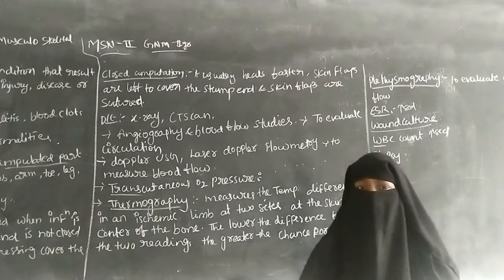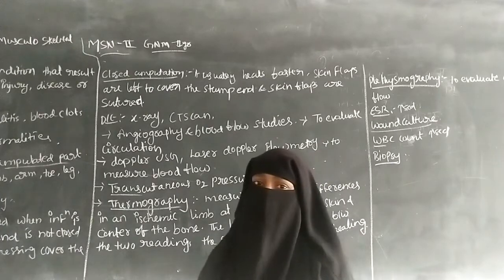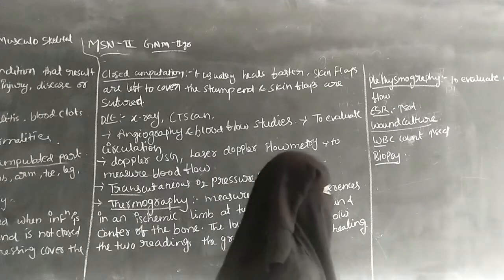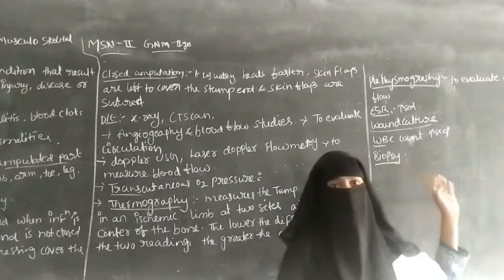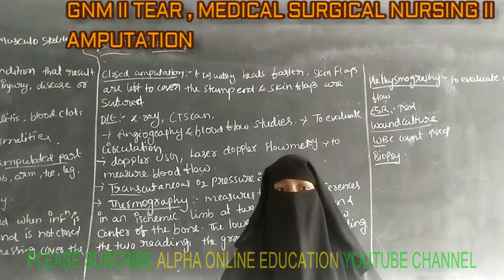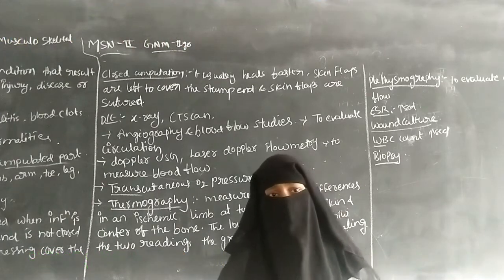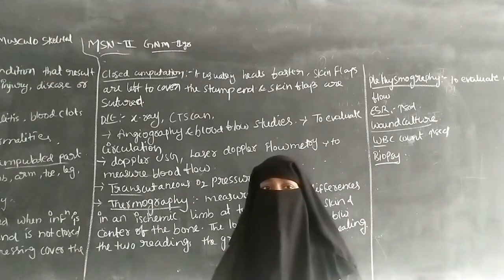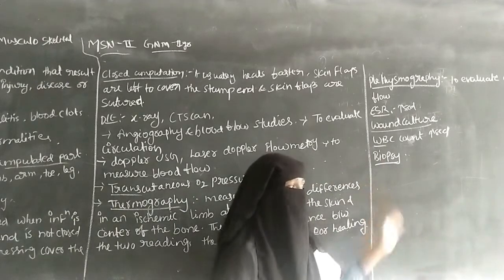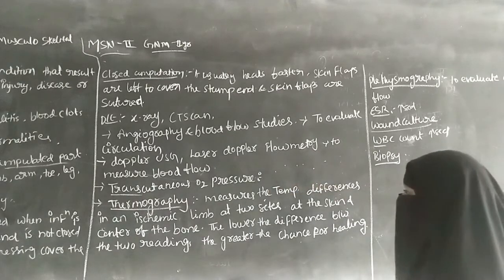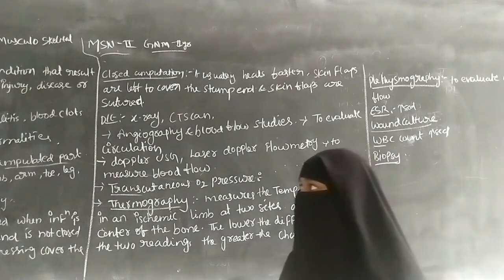And the next one is biopsy. In a biopsy, a sample is collected from the affected area and sent to the lab to diagnose any chances of cancer. Whether it is malignant or benign can be identified by the biopsy. So these are the diagnostic evaluations for amputation.